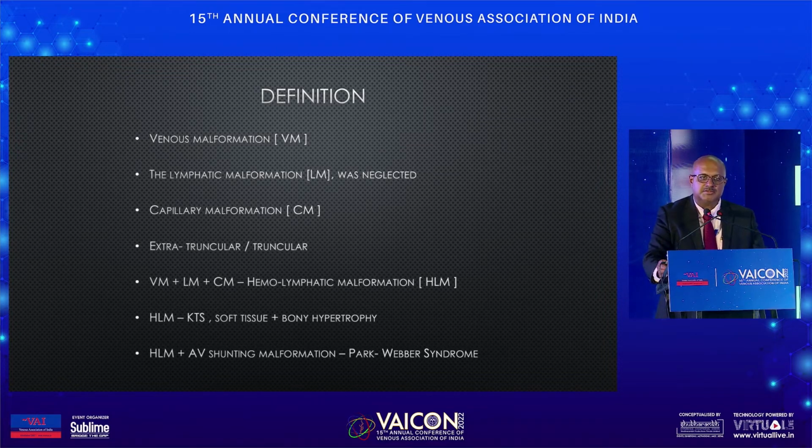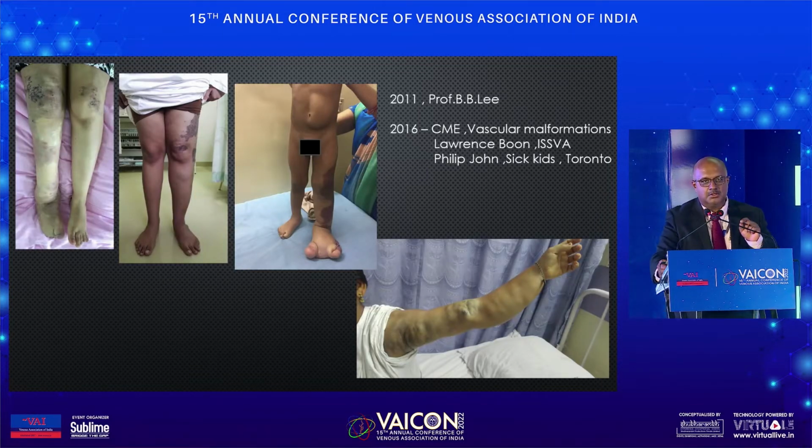But the important thing is the last line on that slide, and that is to differentiate it from Parkes Weber syndrome, wherein you would have micro AV fistulae. Now, there are a series of limbs that you see here, and we understood this better when Prof. B.B. Lee, who you will hear later on virtually, came and gave us a better understanding of what we were looking at. And in 2016, Lawrence Boom and Philip John also came, and we understood it a little more.